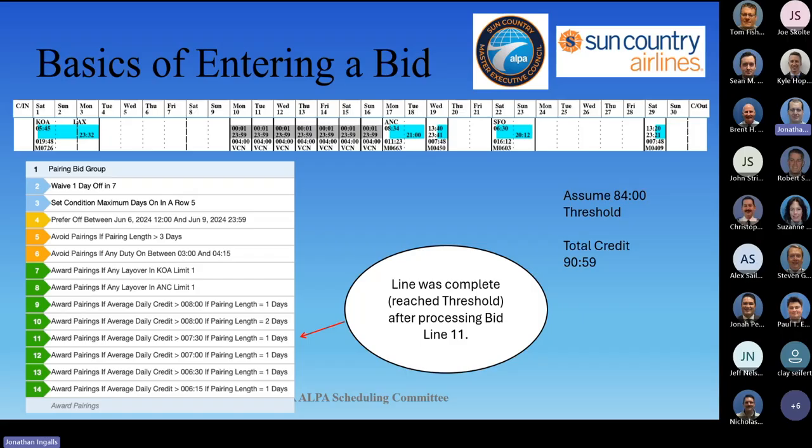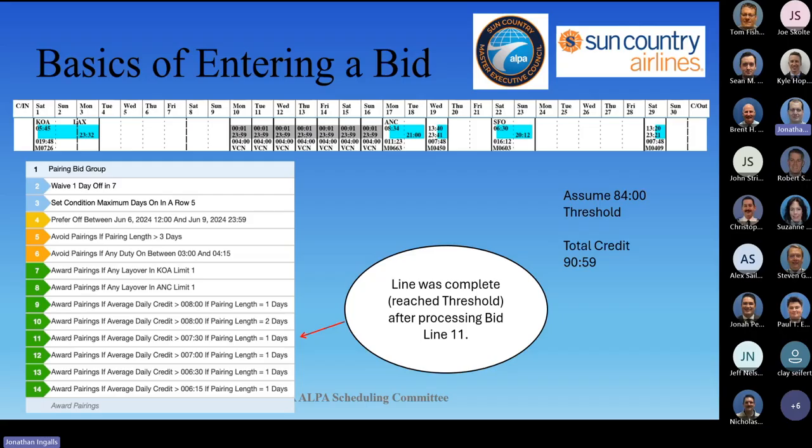Important to note, we didn't put a limit on there. So if the system could find more 2-day turns worth more than 8 hours, it would keep adding as many of them as it could to our line, thinking that that is our priority. But in this example, it only had a single one that it found left. So then it moves on to line 11, which says award pairings if the average daily credit is greater than 7 hours and 30 minutes and the pairing length is equal to 1 day.